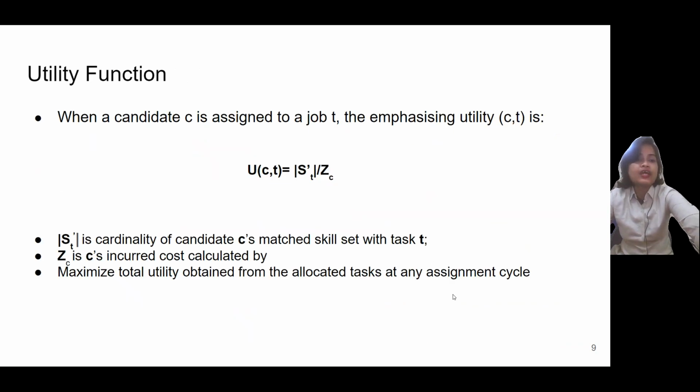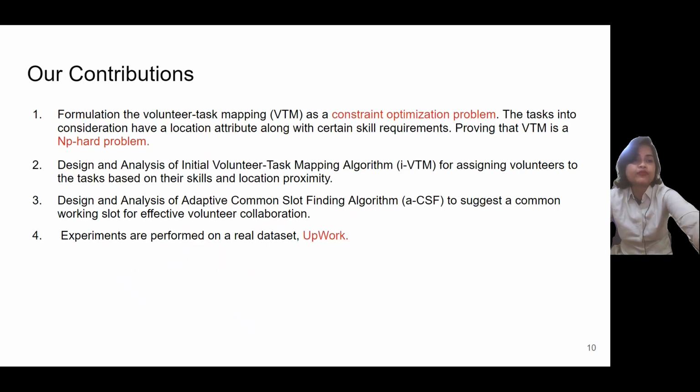Next, we also derived a utility function U(C,T), which considers worker C's max skill set with that of task T and cost Z incurred by him. The primary goal is to maximize the overall utility by encompassing all allocated tasks at any given assignment cycle. Thus, we frame our VTM problem as a constrained optimization problem.